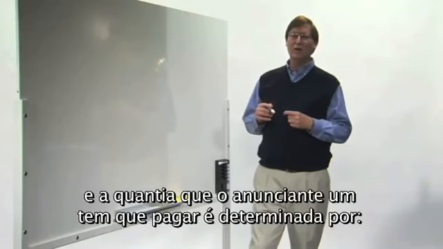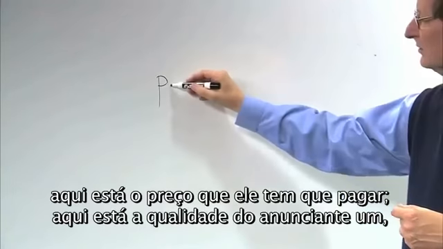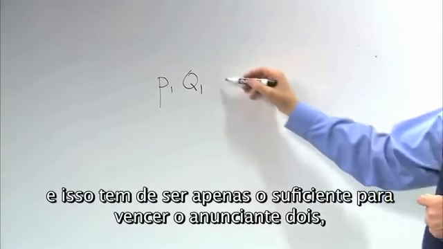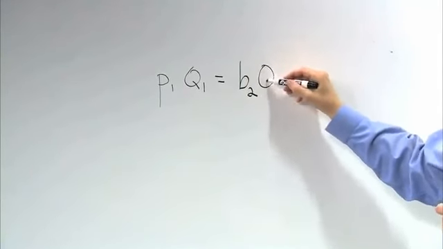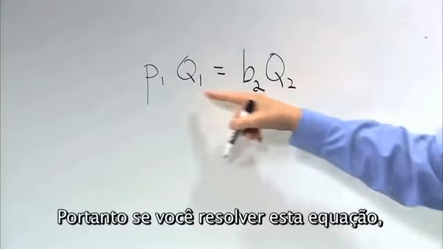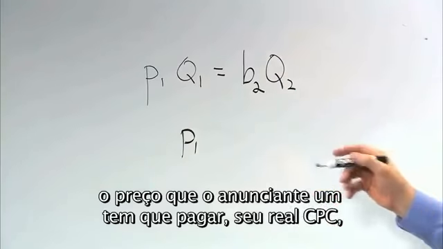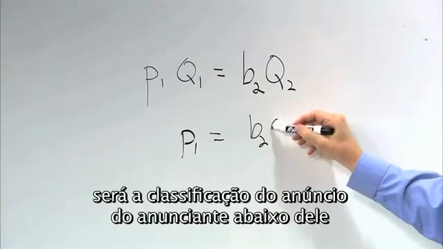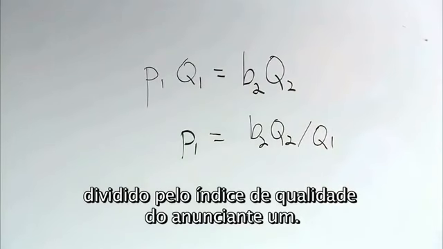And the amount that advertiser 1 has to pay is determined by, here's the price he has to pay, here's the quality of advertiser 1, is going to be just enough to beat advertiser 2, who bids B2 and has quality level Q2. So if you solve that equation, the price that advertiser 1 has to pay, his actual CPC, is going to be the ad rank of the advertiser below him divided by the quality score of advertiser 1.